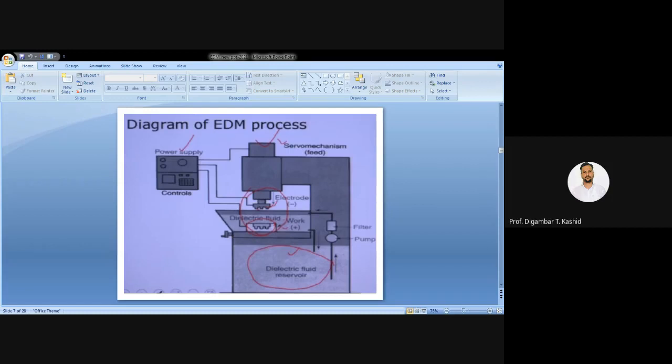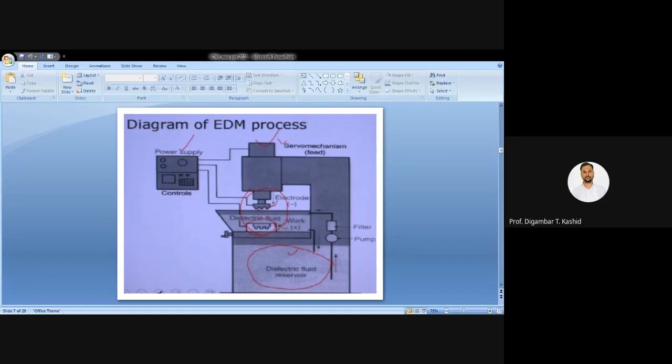If there is not that minimum gap, then there will not be any machining, that we know. For the machining to start, there should be an interelectrode gap, and that gap may be in the micron region. This distance between your tool and the workpiece is called the interelectrode gap. We have to maintain it in the range of submicron also. Then only the EDM machining will start.